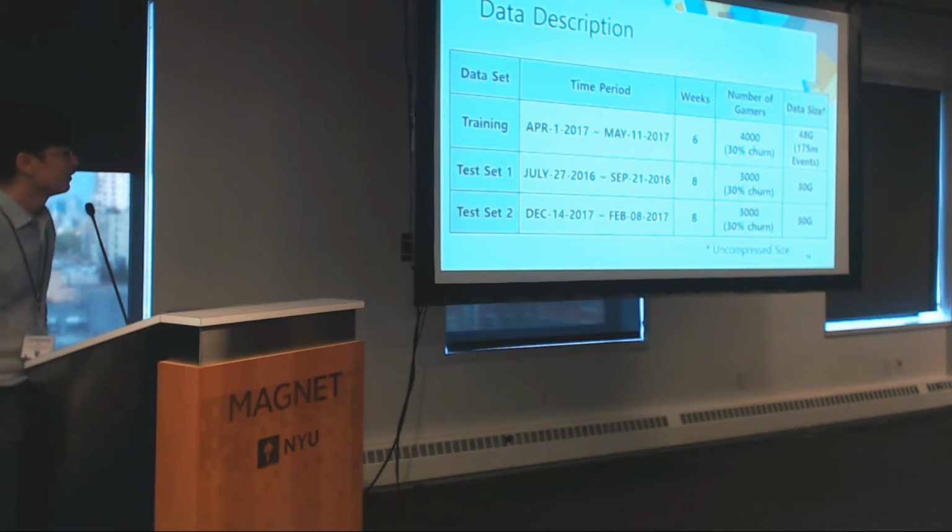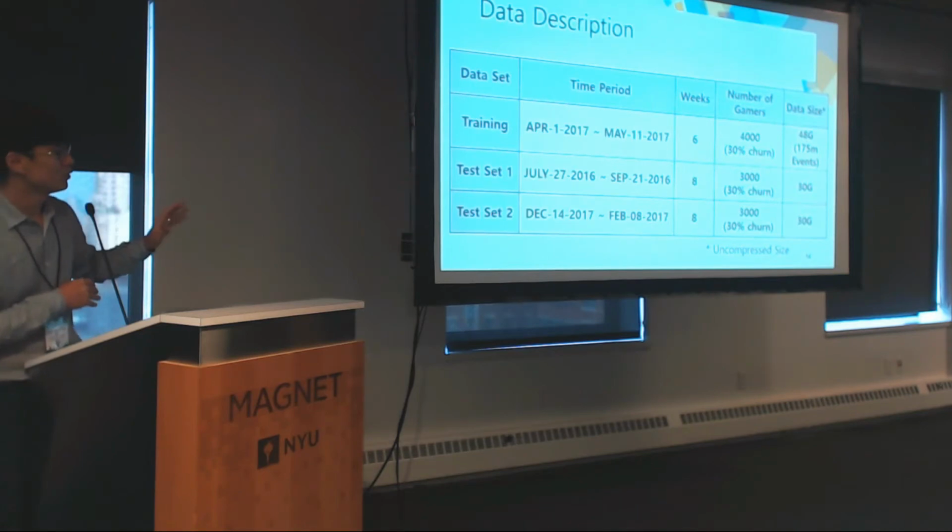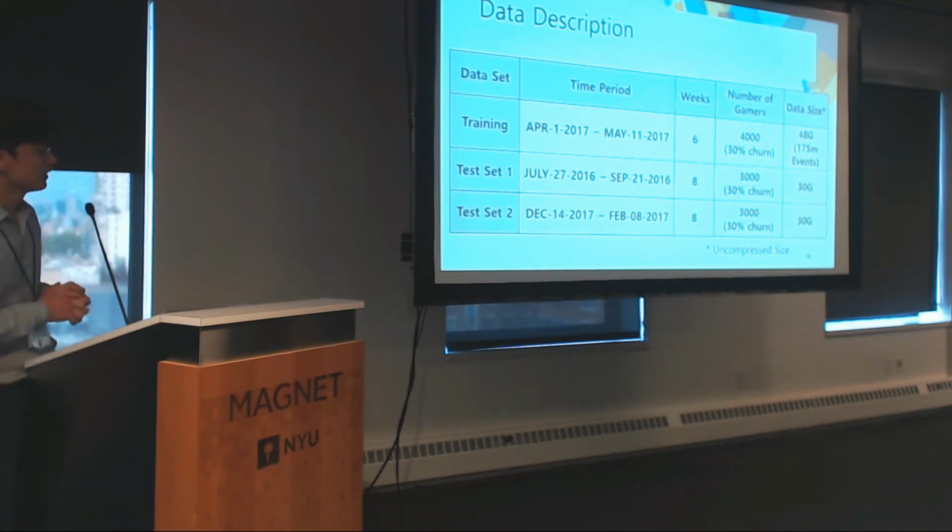So, data descriptions. We provide the training data for 4,000 players, and 30% of the players is 1,000. The size is 48 gigabytes, and it has 175 million events. We use two different test sets, test set 1 and test set 2, and each size is 30 gigabytes. In total, the data size is 100 gigabytes.